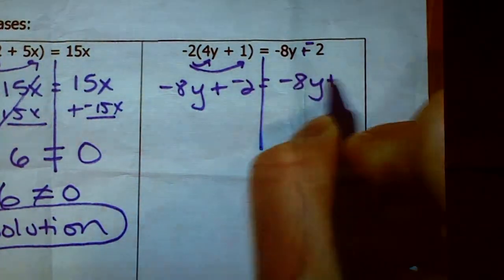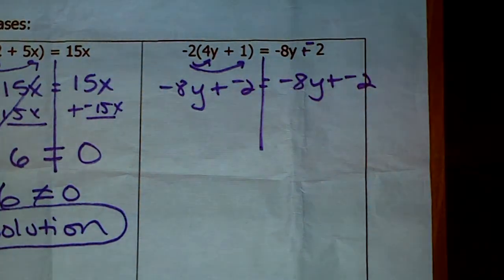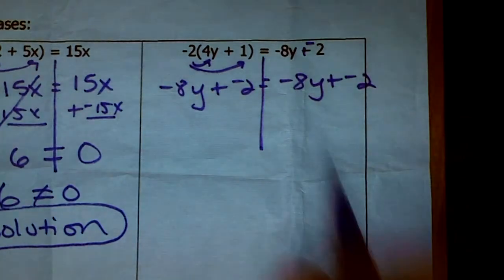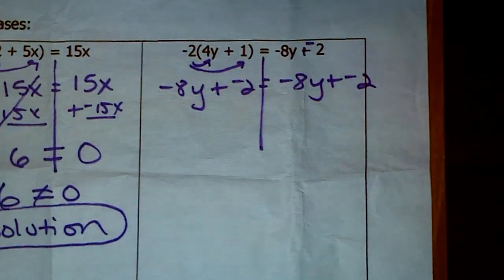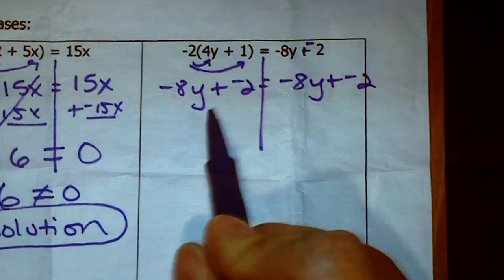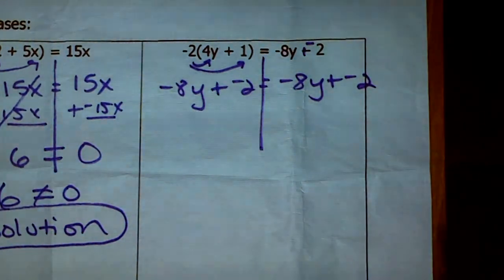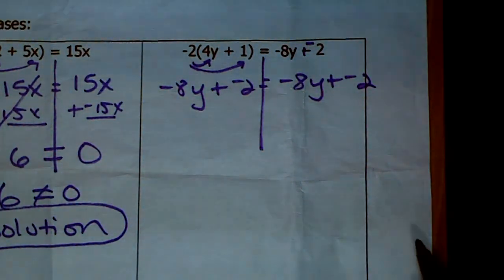And I have a negative 8y plus a negative 2 over here. Whoa. I have the same equation on either side. If you notice that right off the bat when you're doing your homework assignments, you can just stop there and say, hey, this equation equals that equation. I know it's infinitely many. For this point, I'm just going to continue solving through it so you can see why it's infinitely many, and we'll talk about that term in just a minute.